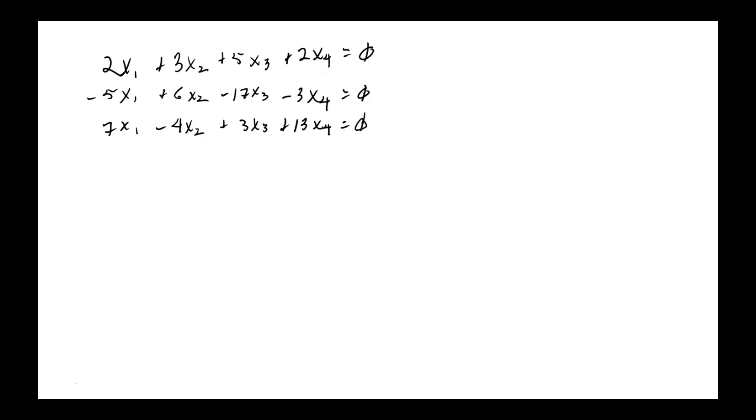Now it says here, the following system, that one right there, has more variables than equations. Why does it have an infinite number of solutions?